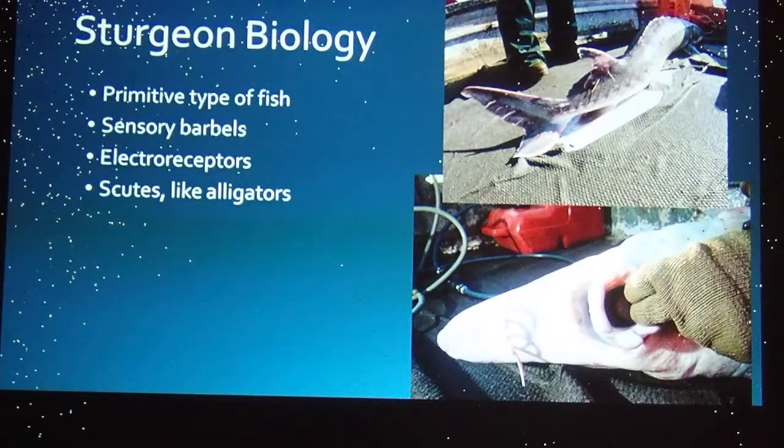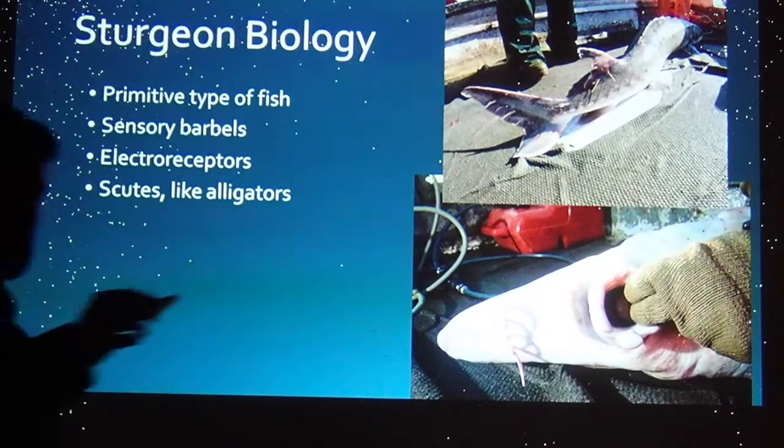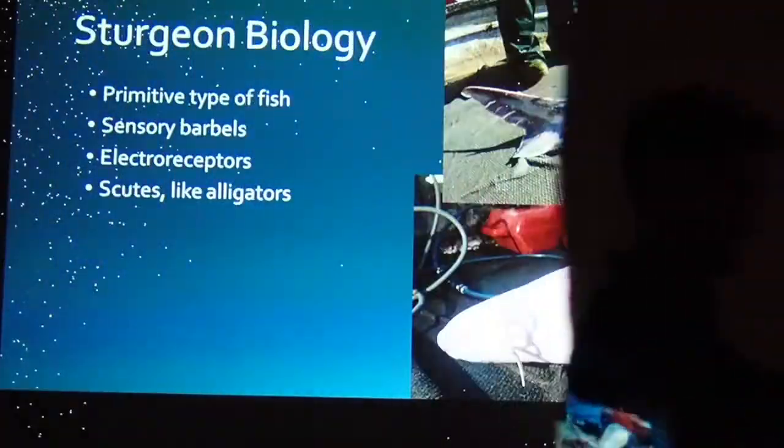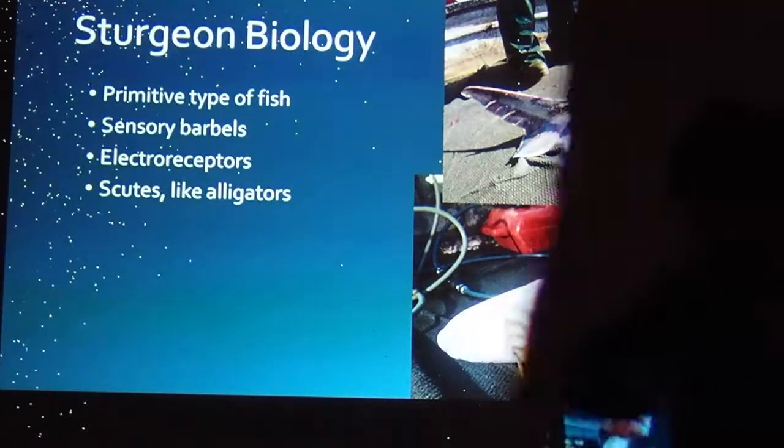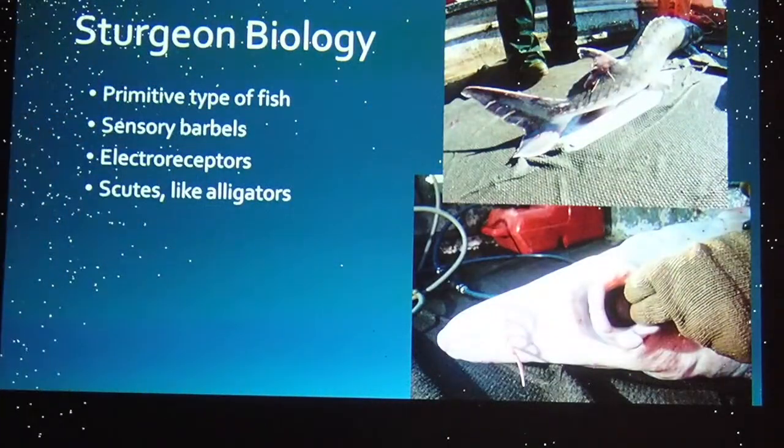They also are characterized by having these scutes on the top. One thing about sturgeon is they're extremely evolutionarily old. Really, really old. They're some of the oldest fish species out there. Their scutes are a lot like this scute from an alligator. So I'll let you pass that around. It's basically just a bony plate that used to function to help protect the fish and some other evolutionarily similar species.